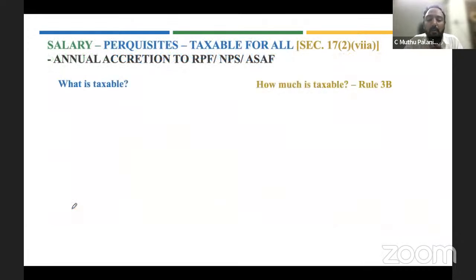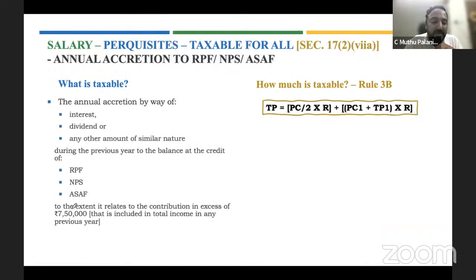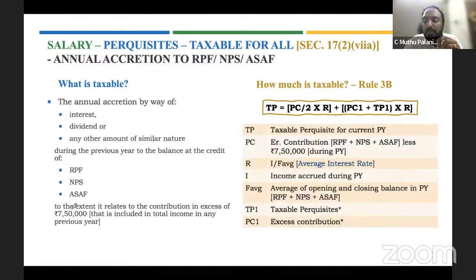So now we said certain things are taxable for all. We saw, of course, what it is. In that we said PF is taxable in a particular way. There are two components to that: RPF, superannuation fund, and your National Pension Scheme. What we said was, contribution in excess of 7.5 lakh is taxable. First point, contribution in excess of 7.5 lakh is taxable. Next point, not only the contribution, any accretion. What do you mean by the word accretion? Addition. Any addition to that 7.5 lakhs is also taxable.